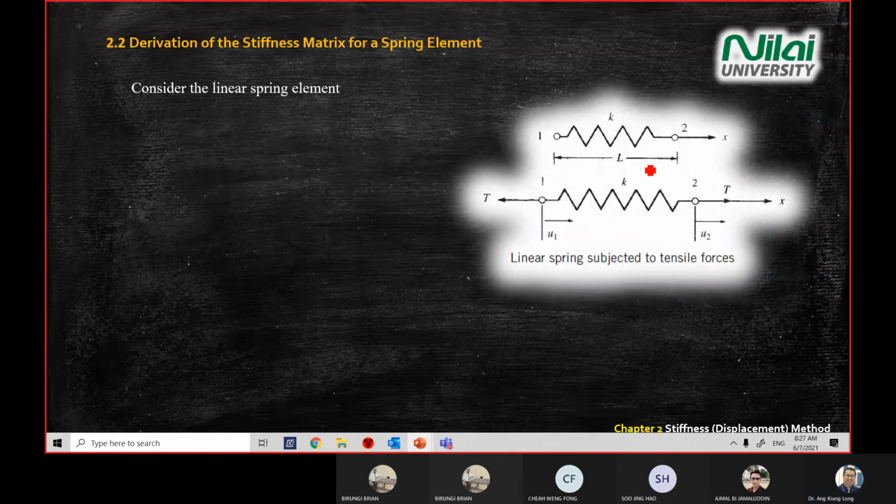All right, now the next one, as you can see on the screen here, on the top here, we have two elements here. So on the top, you have one element that don't subject to anything, means it's just a spring with no force. All right. Of course, this X is just a direction for you to refer. Then after that, we apply tensile force.